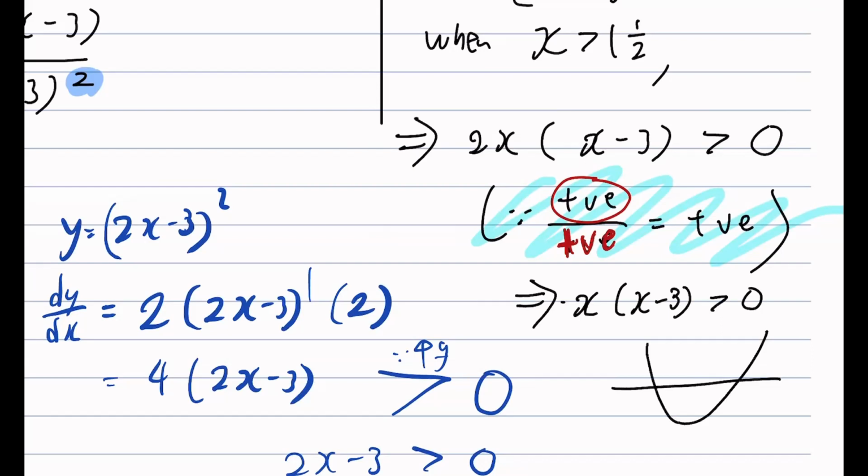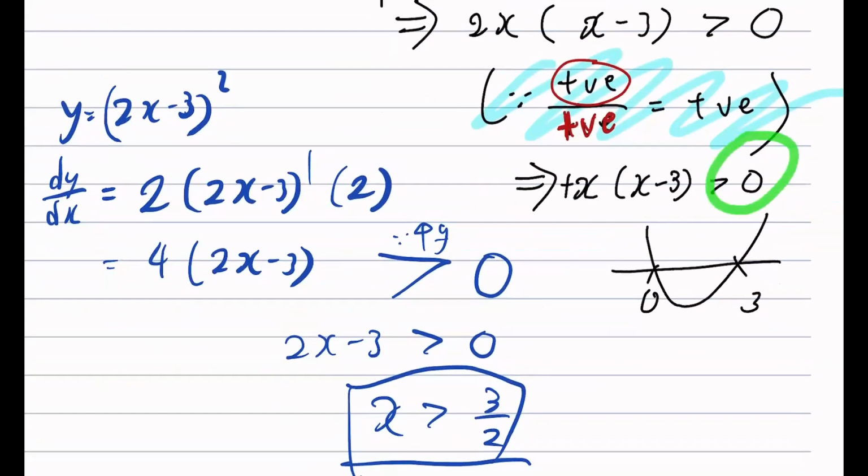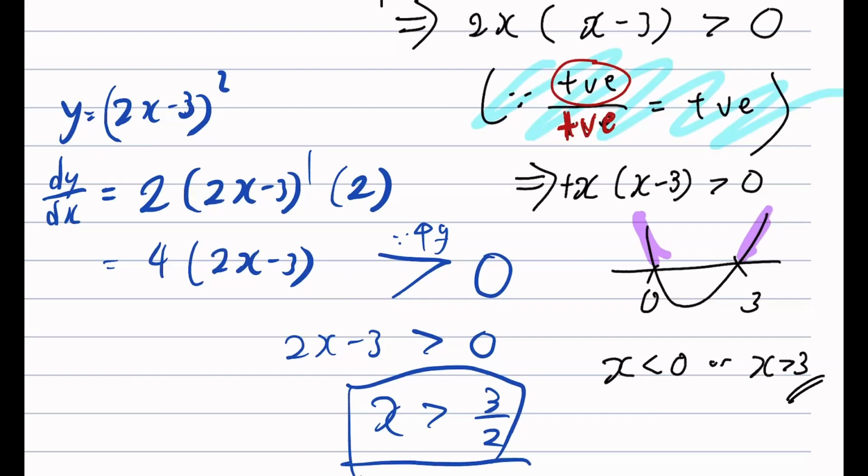Draw a curve because it's a positive x squared. So happy face. What are the 2 roots? 0 and positive 3. You want more than 0, above or below? Above. You must go and recap your quadratic inequality. So what's the answer? So above. So x less than 0 or x more than 3. Perfect. Very good.